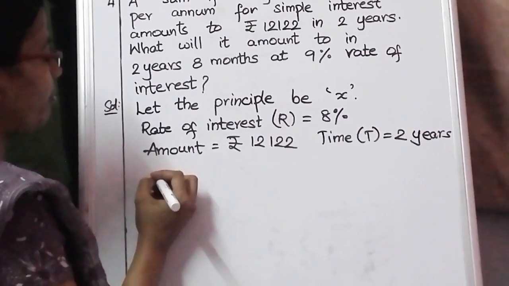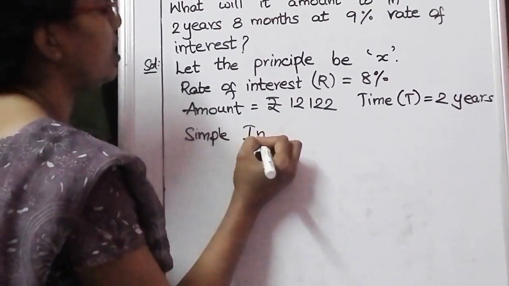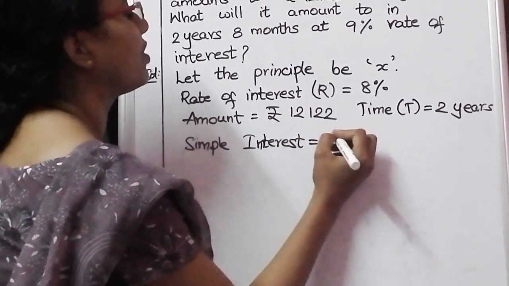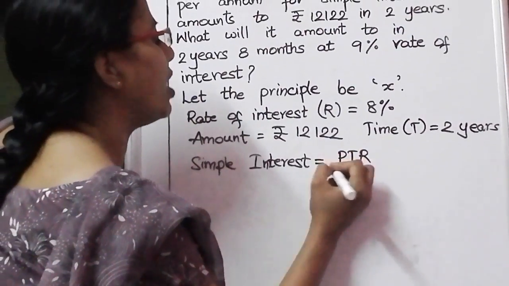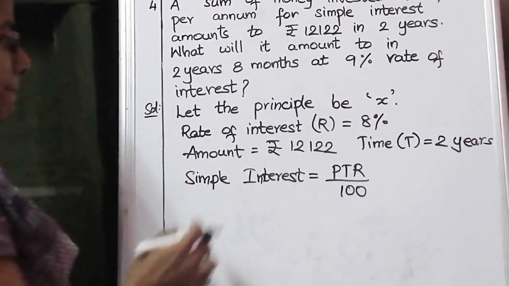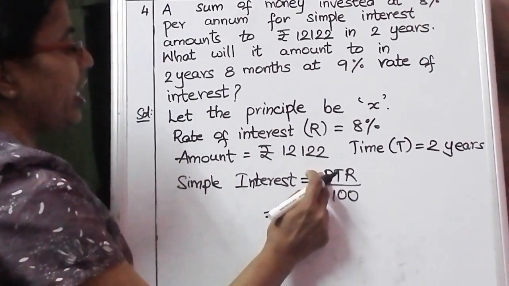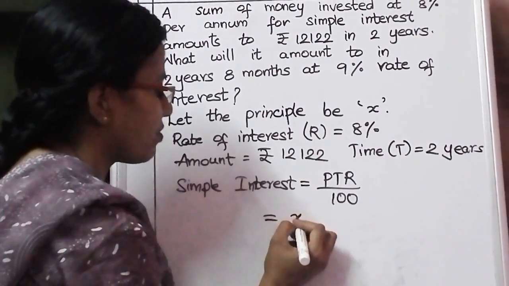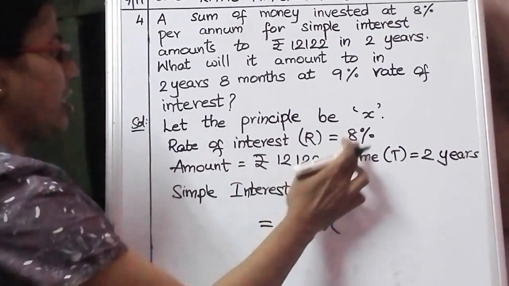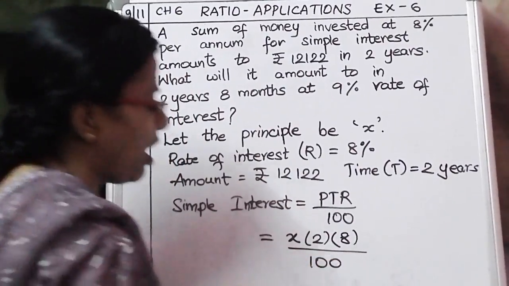Let us use the formula of simple interest. SI. Simple interest. What is the formula? Yes, very good. PTR by 100. Let us substitute the values. Simple interest is, we don't know. That is what we are finding out. P is X. T is 2 years. R is 8%. 8 whole divided by 100.